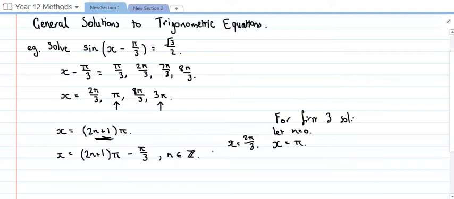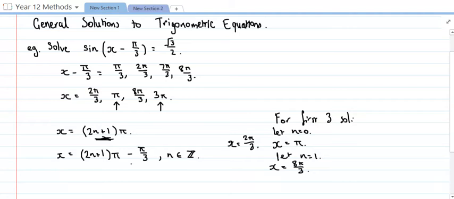Knowing that this here gave us the first solution means that it's going to give us the next solution, so then we will let n equal 1. And if n equals 1 in this equation, it's going to be 2 plus 1, which is 3 pi, and then minus pi on 3. And 3 pi minus pi on 3 is 8 pi on 3.